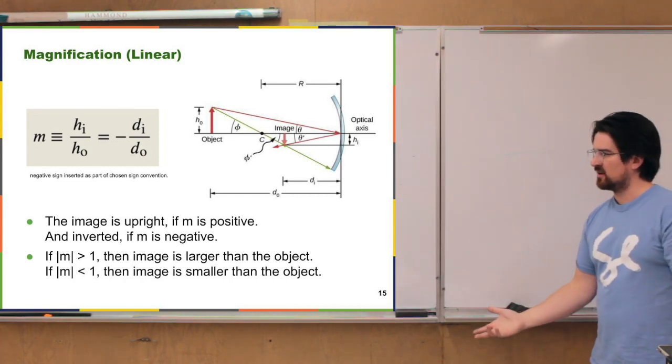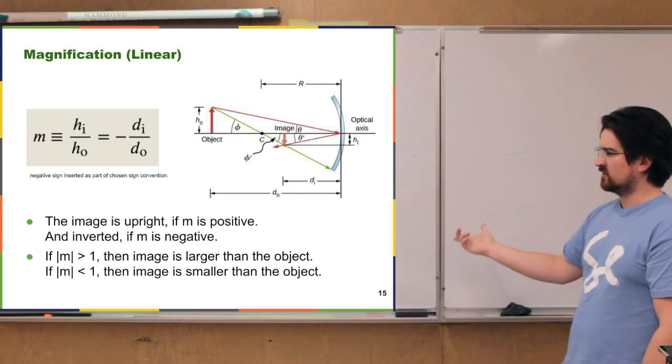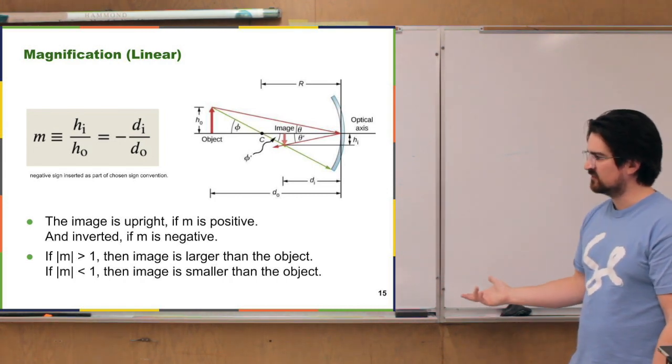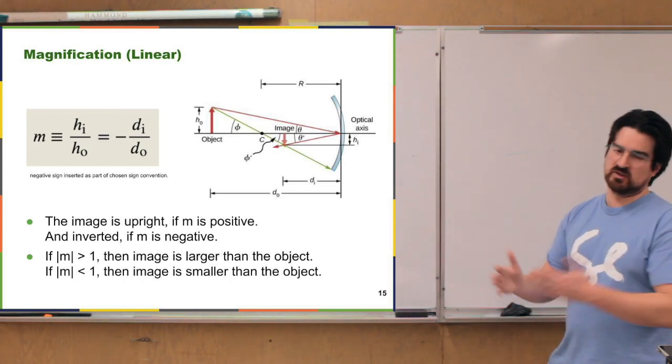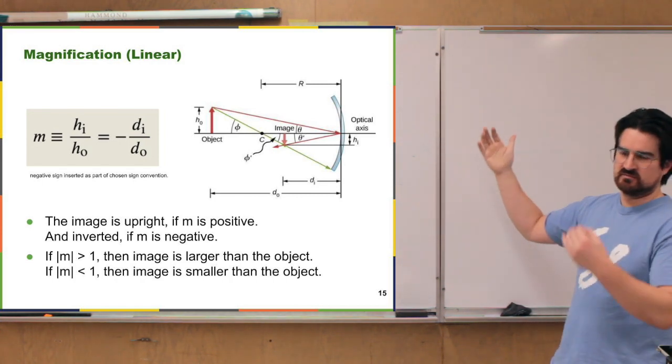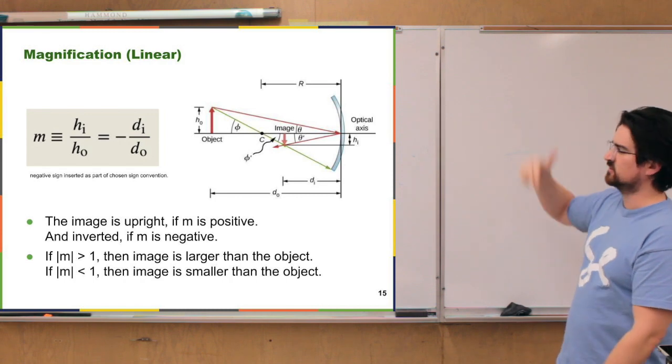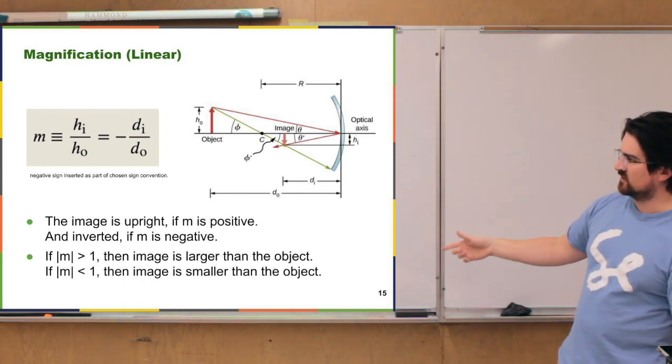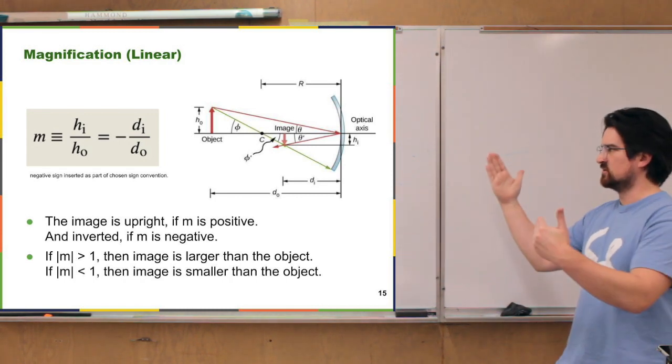All the other stuff about magnification is pretty straightforward. If the magnification factor is greater than 1 or below -1, then the image is going to be larger. If it's negative, it's just inverted, but it's still larger. And then if the magnitude of the magnification is less than 1, then the image is going to be smaller.